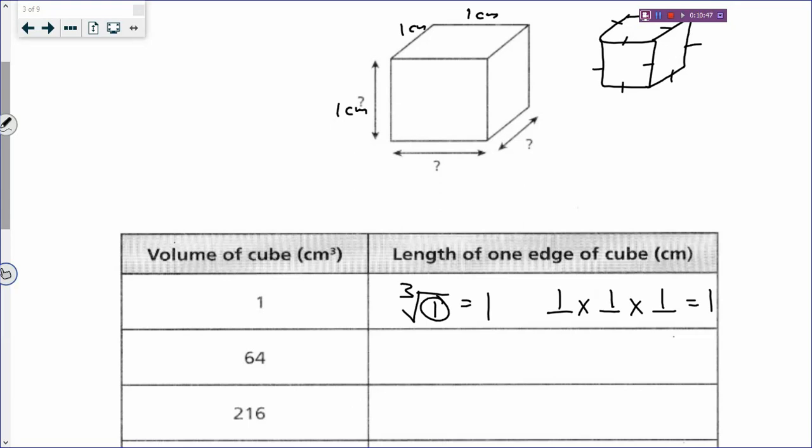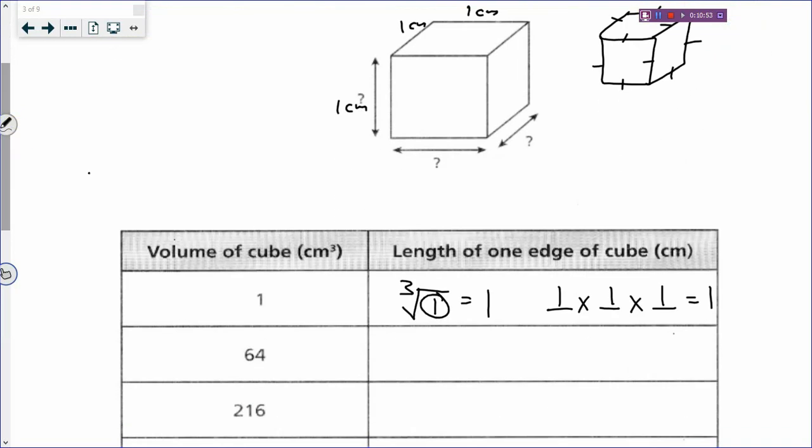Okay, and by the way, how do you find the volume of a cube? To find the volume of a cube, which you will see later on, there is a formula that you need to remember, which is length times breadth, but because the cube has all equal sides, we don't call it breadth, we call it length. Length times length times height. And that is how you find the volume of a cube.